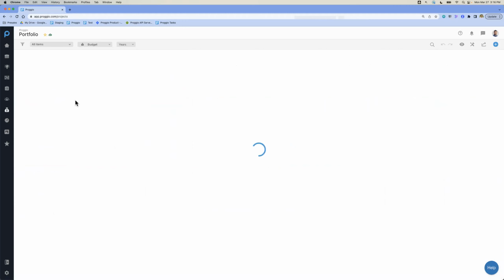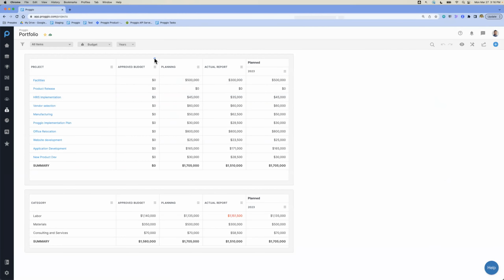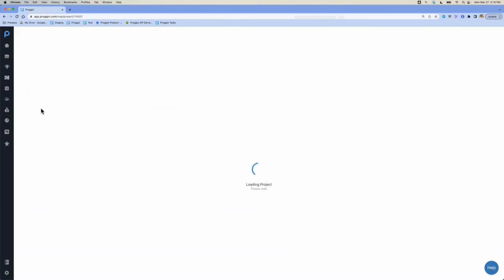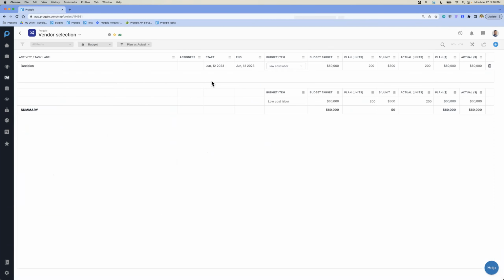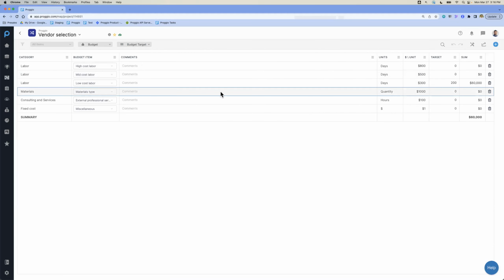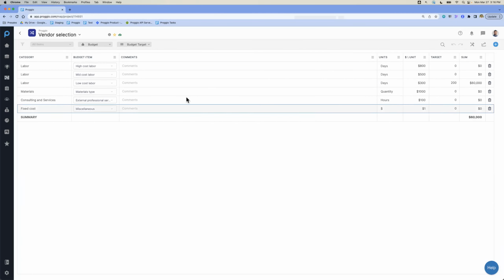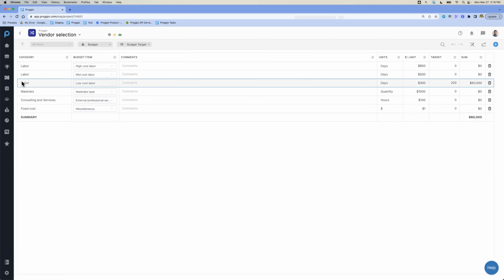Now, next, when we come over to budgets, you're able to see plan versus our actual based on a time period and what's happening at the portfolio level. Or if we drill into a specific project and look at our budget here, we can start to see plan versus actual, even be able to look at our budget target and solidify what those are. All of that can be reported up to the portfolio level.